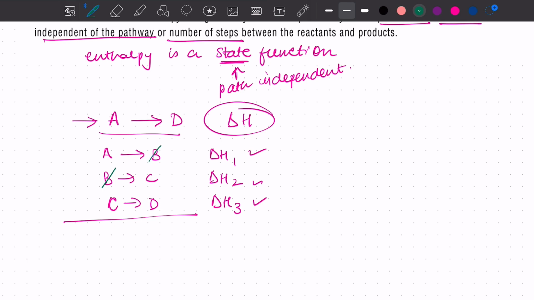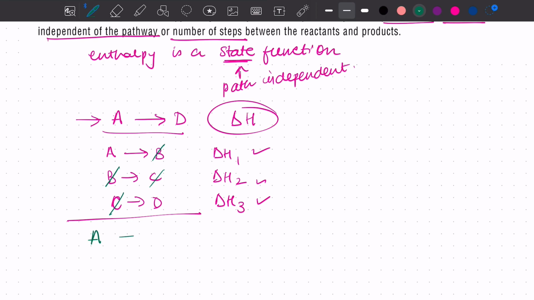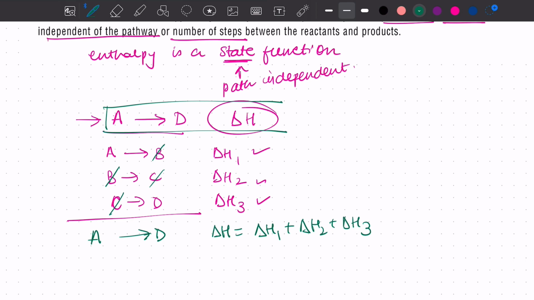You can simply add up these equations and you see that when you add up the same thing, just like in math, if there is +2 on the left and on the right side, you can cancel that. We simply add up these equations. All that is left is A forms D, which means that you can also add up the delta H values. It would simply be delta H1 plus delta H2 plus delta H3. So we are saying you don't actually have to do this reaction to figure out the delta H value.